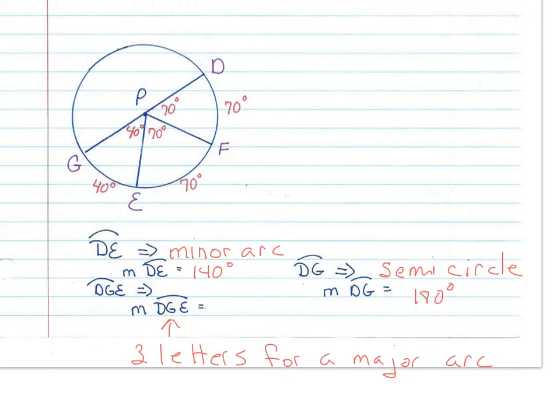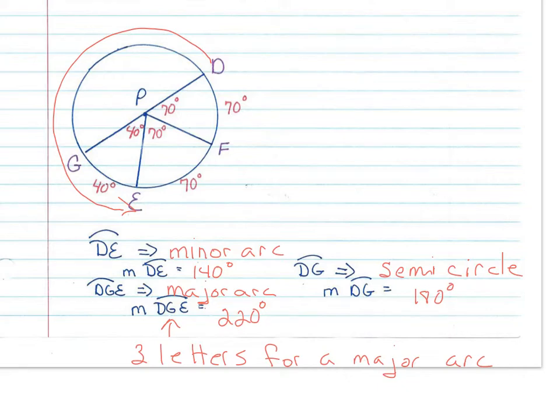And here, the measure of arc DGE tells me that I'm going from D to G to E. So what kind of an arc is that? Major. It is a major arc. And can we get the measure of arc DGE? 220. How did you get 220, Cameron? Because a semicircle is 180, and then you add it to the intercepted arc of GE. Okay, so 220 degrees.